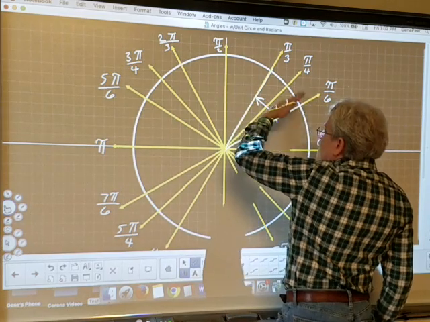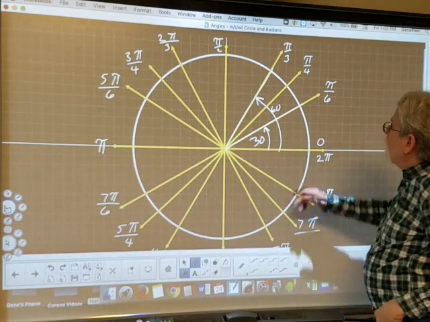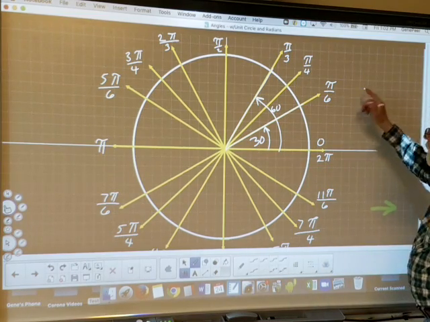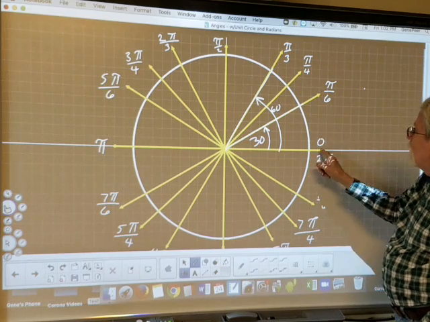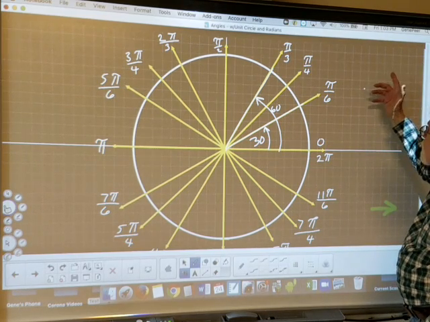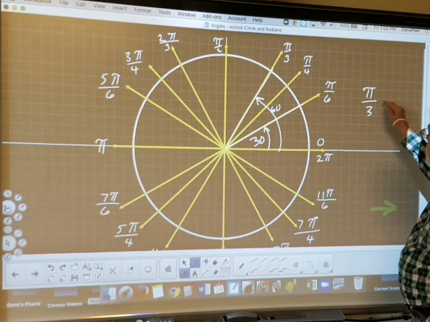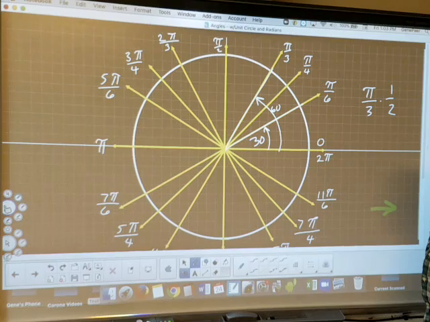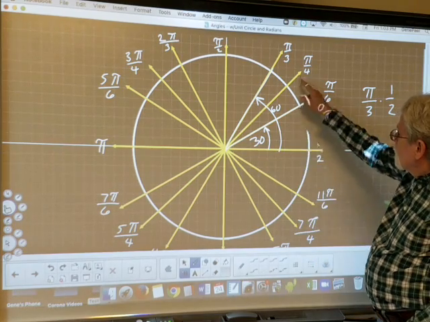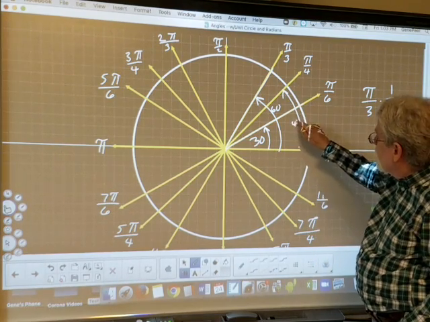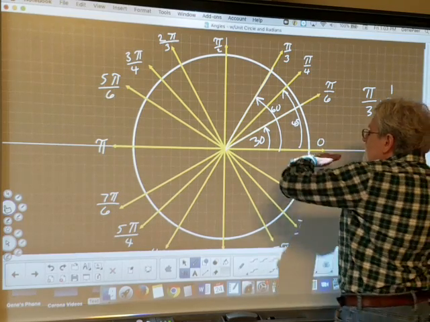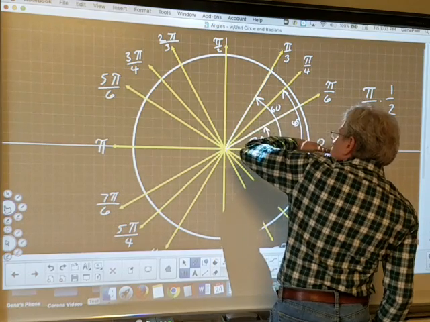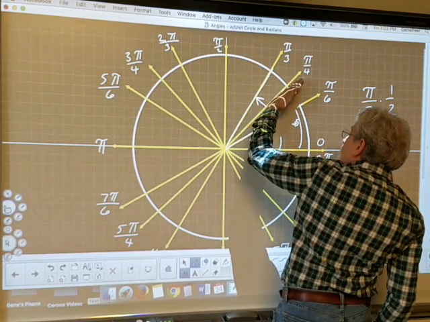Count by thirds. Well, what's halfway between 1/3 pi and 0? Half of 1/3 pi is going to be 1/6 pi. And then for this guy, who's at the old familiar location of 45 degrees, well, what's halfway between 0 and a half pi? Halfway between 0 and a half pi would be a 1/4 pi.